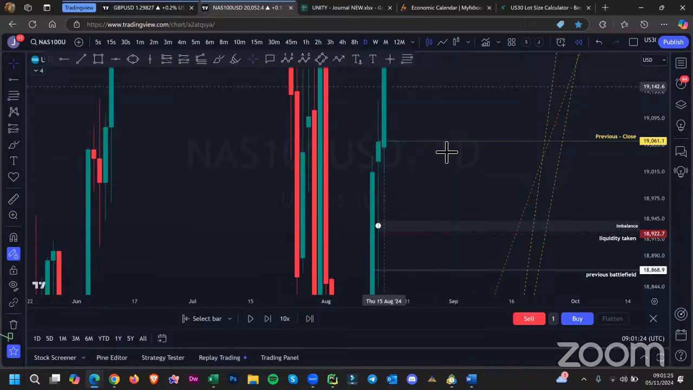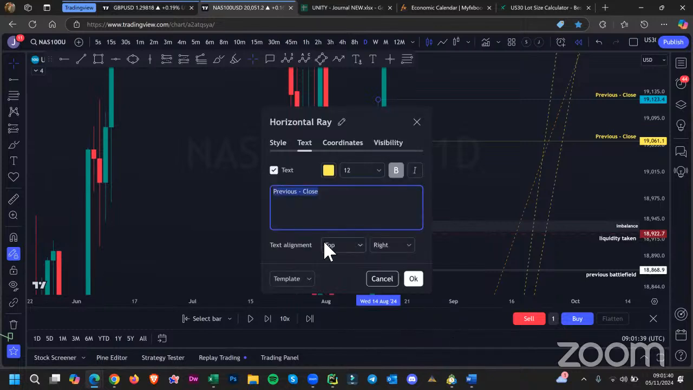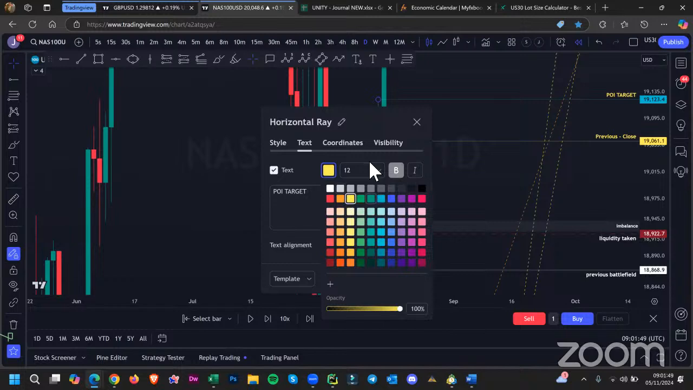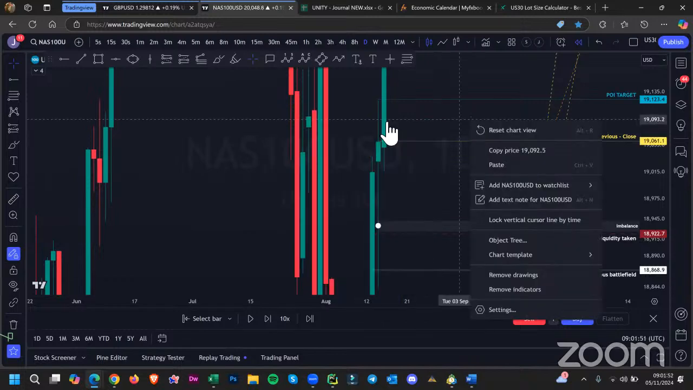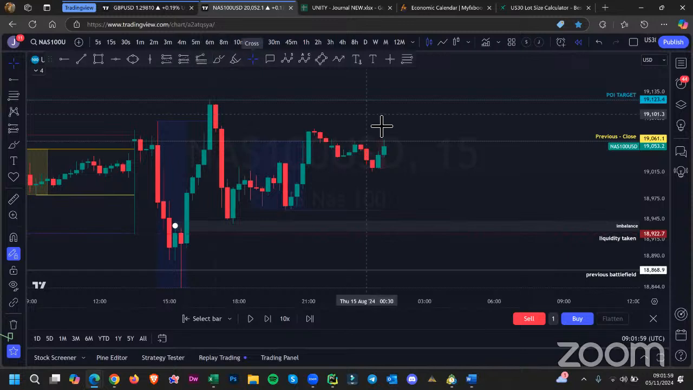We can put this line over here on top of that high as a potential first TP or target. I'm going to make that blue, and type in here POI target. We make the text blue also. Cool. Anything below this yellow line would be a good entry for us. Let's drop our time frame down to 15 minutes.